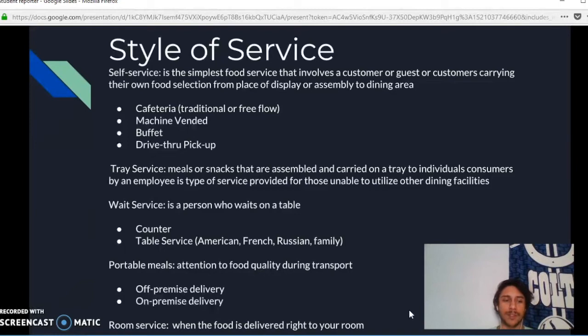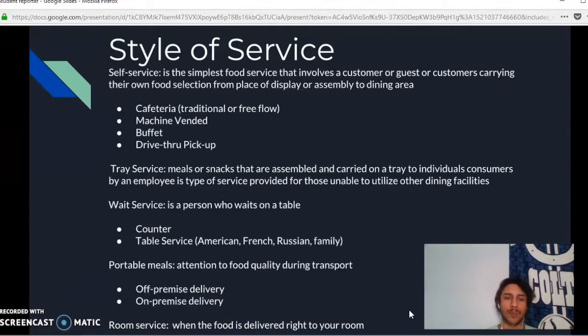For buffet self-service, it provides a means for dramatically displaying foods on large serving tables. The next style of service is tray service, where meals or snacks are assembled and carried on a tray to individual consumers by an employee. It is the type of service provided for those unable to utilize other dining facilities. An example of tray service would be a hospital, nursing home, or any type of healthcare facility.